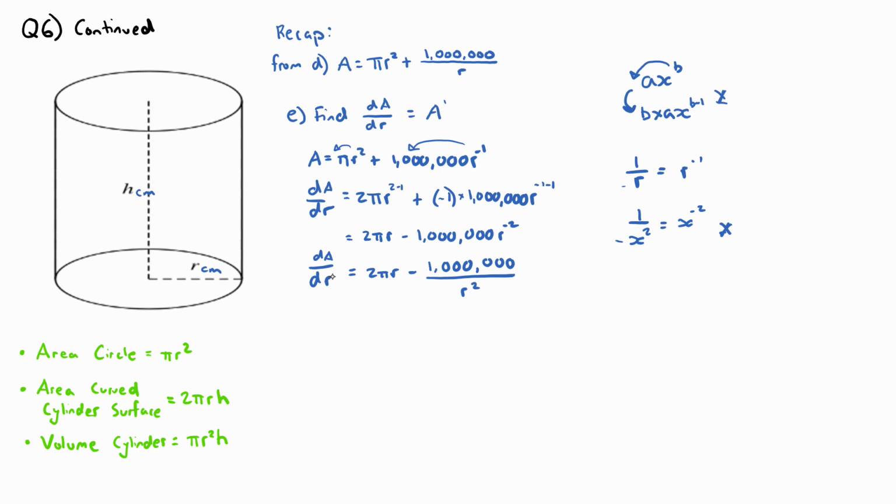And there we have it. There is the derivative of A. It's called dA on dr. And in the next few questions, we will be showing why this equation is very important. But that is the answer to part E, question 6.